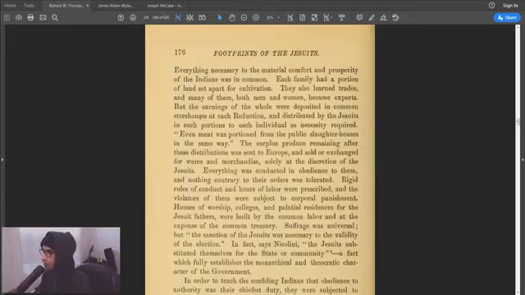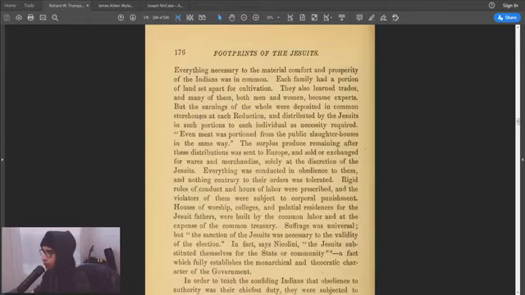The surplus produced remaining after these distributions was sent to Europe and sold or exchanged for wares and merchandise, solely at the discretion of the Jesuits. Everything was conducted in obedience to them, and nothing contrary to their orders was tolerated. Rigid rules of conduct and hours of labor were prescribed, and the violators of them were subject to corporal punishment. Houses of worship, colleges, and palatial residences for the Jesuit fathers were built by the common labor and at the expense of the common treasury.